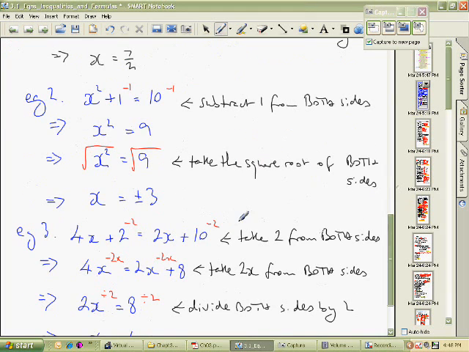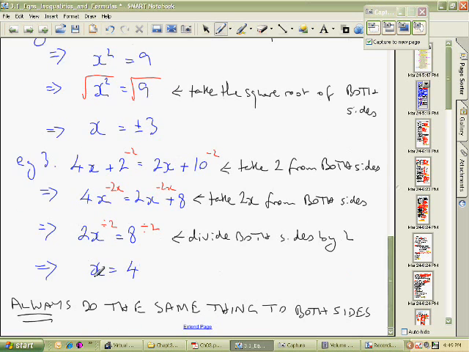The next equation here, subtract 1 from both sides to get to here. Then we take the square root of both sides to get down to here. Here we take 2 from both sides. Now we've got to gather the x's together, so we take 2x from both sides. That in effect gets rid of them from over here and puts them all on the one side. And then we proceed dividing both sides by 2 and so on to end up with x equals a number or some other expression. Always do the same thing to both sides.